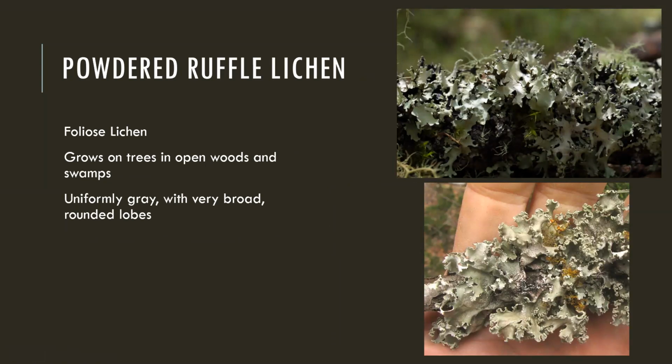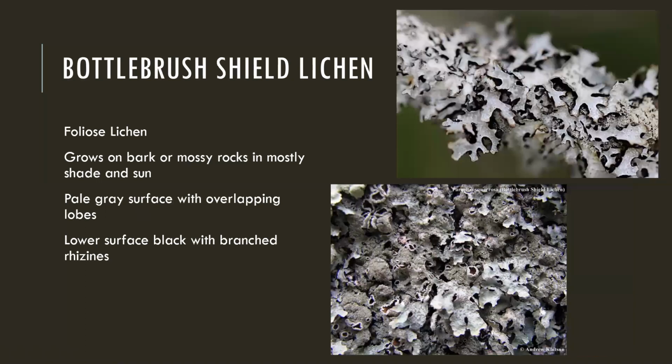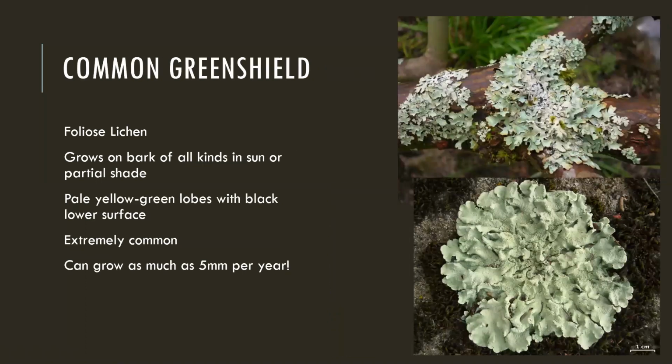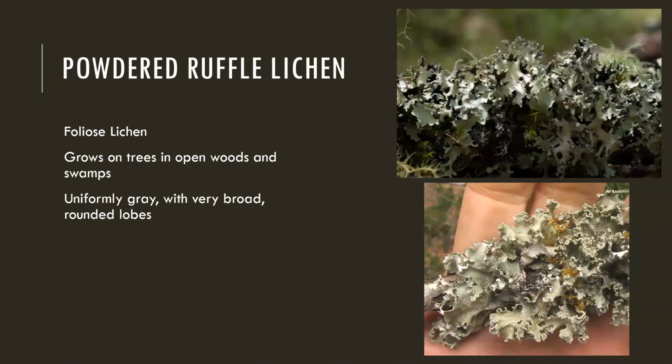Powdered ruffle lichen. So this lichen looks a lot like either the bottle brush shield lichen or the common green shield lichen. However, it's going to be more detached from the substrate. It's only going to be attached to the substrate in this one small area, while the rest of it is kind of free out in the air. And it's called a ruffle lichen because the lobes themselves are ruffly. They're going to curl in as they get older. They curl in more or break off a little bit.